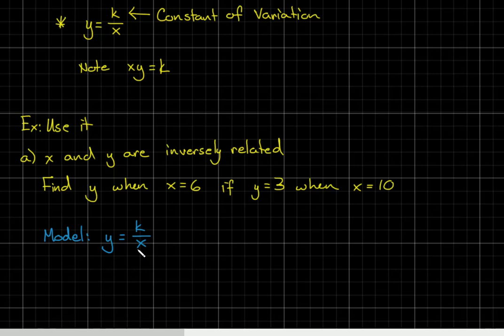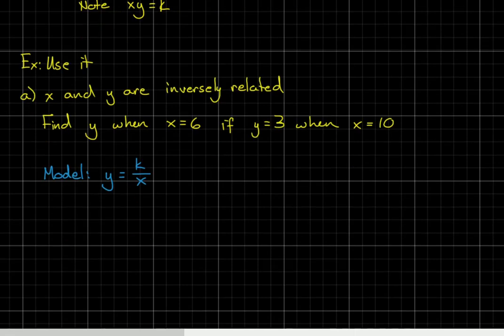Now, if I want to find the value of y given something specific, the only thing I need is a value for k. So is there any information we can plug in for x and y and solve for k? When y is 3 and x is 10, right? Let's plug those in. I'm going to plug a 3 in for y and a 10 in for x. Can we use this to get that lovely constant of variation, that k value? What's k in this problem?